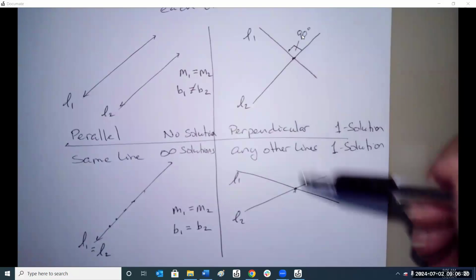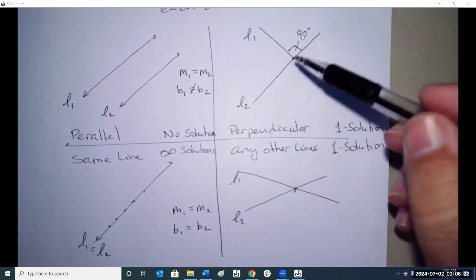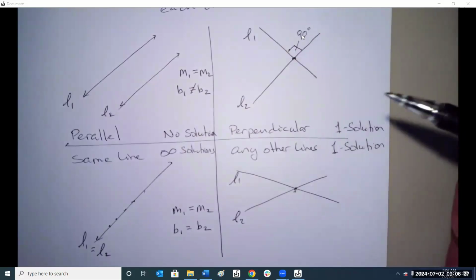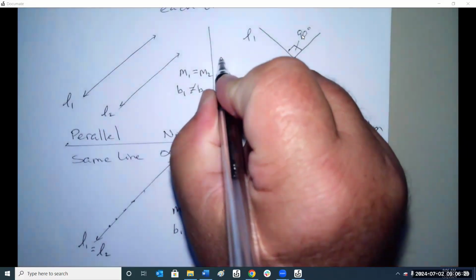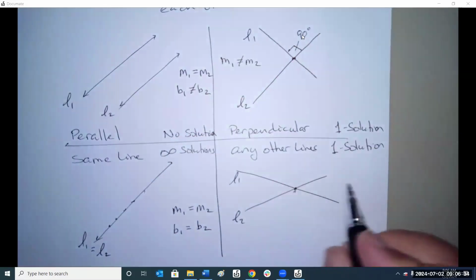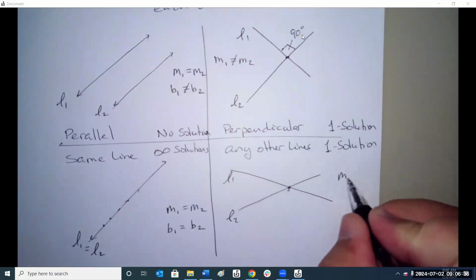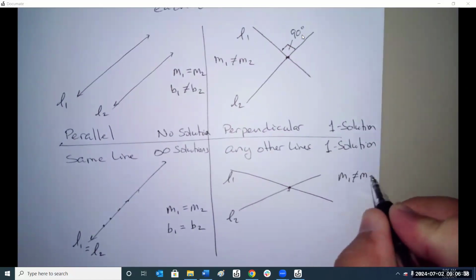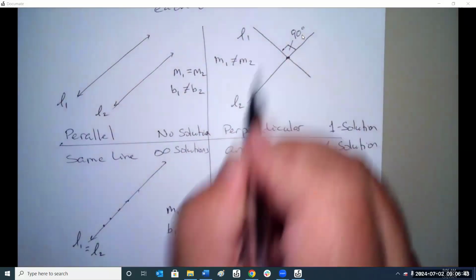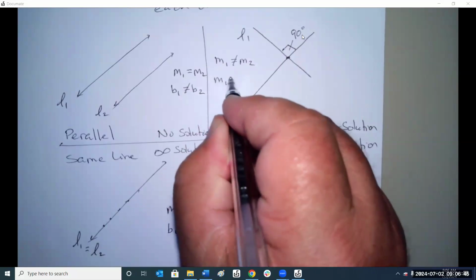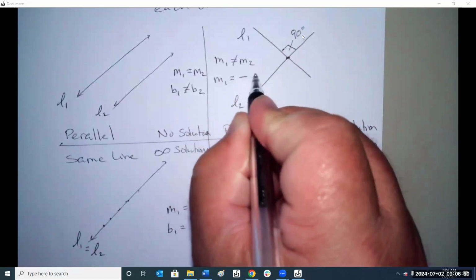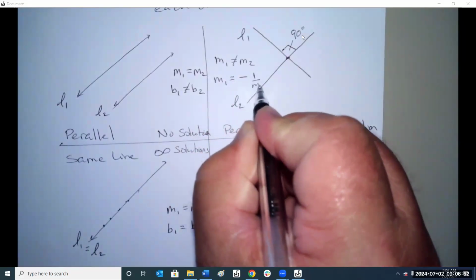Now, on the other side here, we can't say anything about the intercept because they could intercept at the y-axis. The only thing we can say about them is that the slopes are not the same. But what makes them different is in a perpendicular, the slopes are opposite signs. So that one's positive, this one has to be negative, and they're flips of each other.